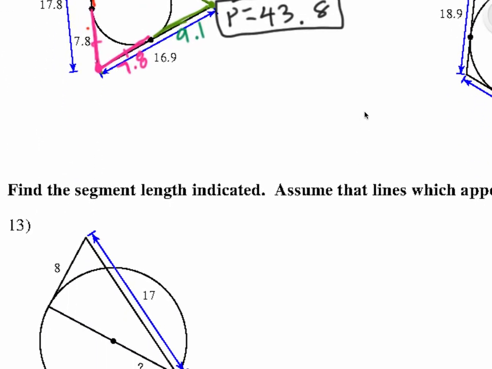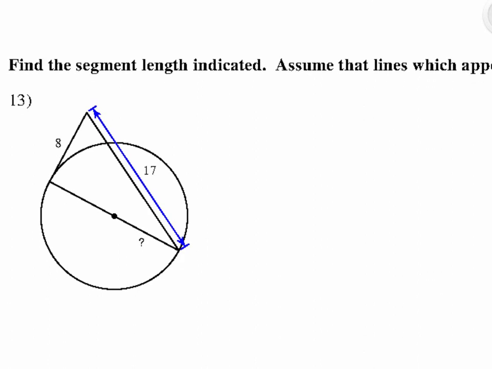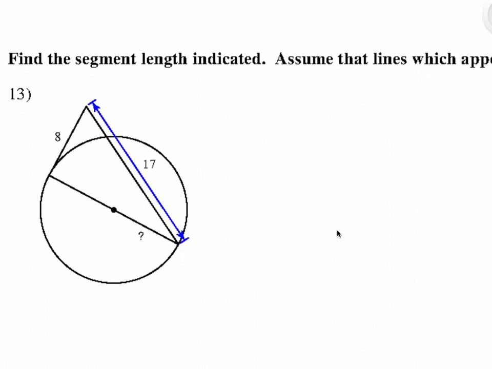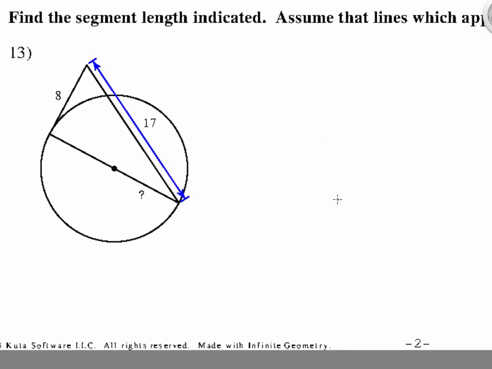All right, coming down here, finally, it says to find the segment length indicated. Find the segment length indicated, that's right here. Assume the lines that are tangent are indeed tangent. So where's our tangent line? This is not tangent because look, it's hitting the circle in 2 places. But look here, it's only hitting it in 1 place. So this is a tangent line.